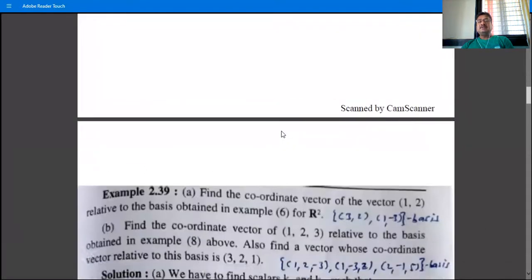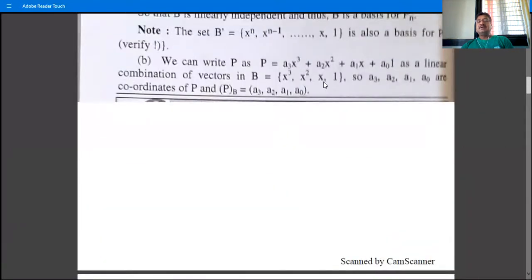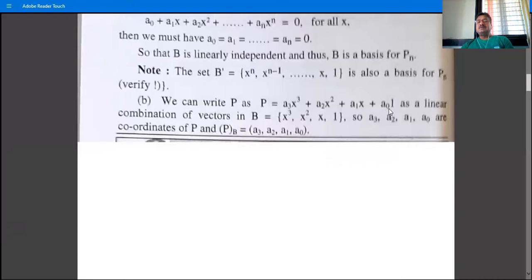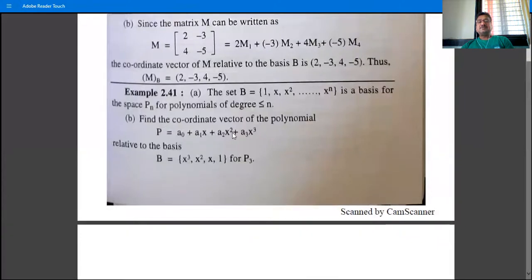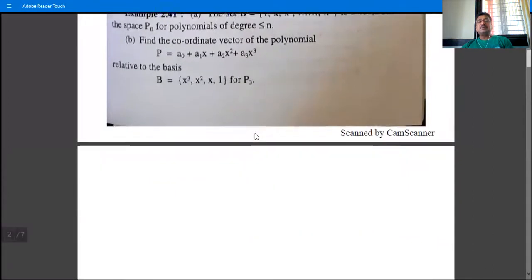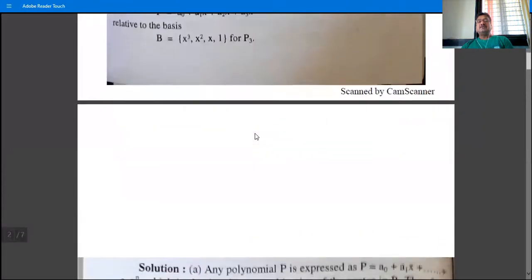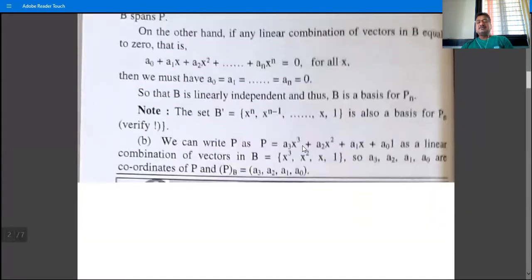So we can write it as a linear combination of these three vectors. What is p? P is a naught plus a1 x plus a2 x square plus a3 x cube. So we can write it as a linear combination. Just change the places: a3 x cube, a2 x square, a1 x, plus a naught into 1. So this p is written in this fashion.